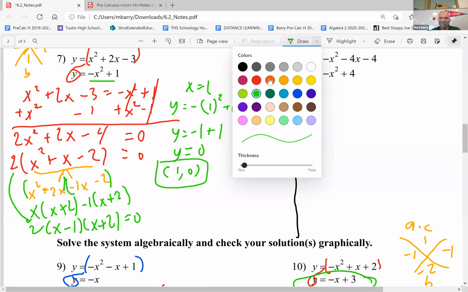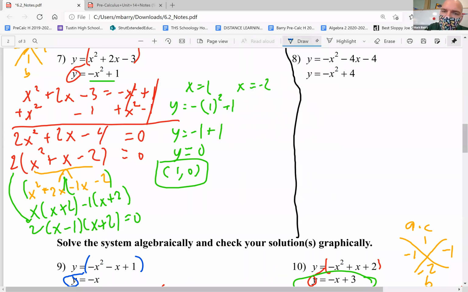All right, let me do my other one here. Do this one in blue. So y equals -(-2) squared plus 1. Now, once again, very important here, when I plug in that -2, I do so using parentheses.